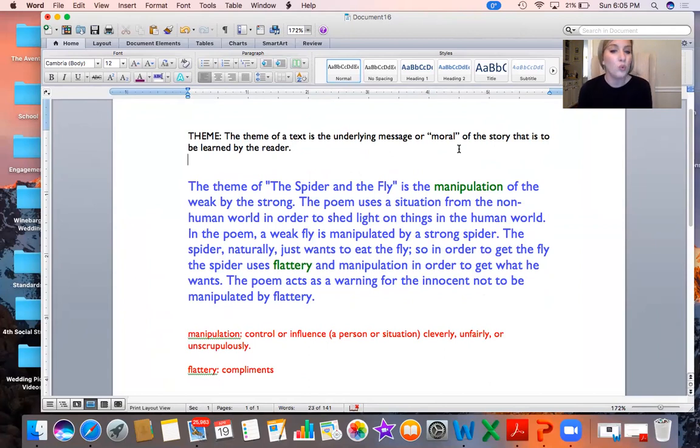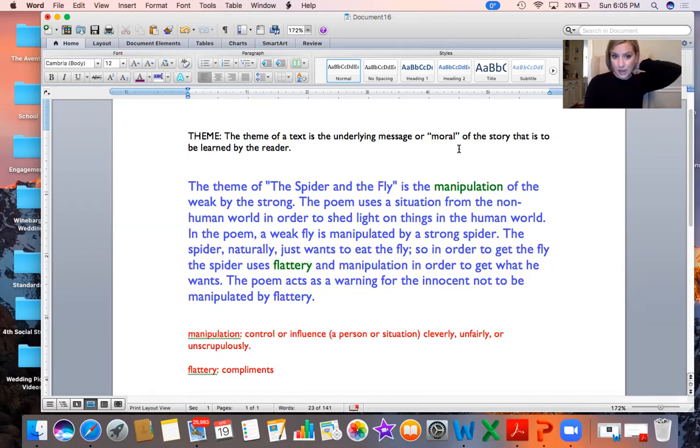In the poem, a weak fly is manipulated by a strong spider. The spider naturally just wants to eat the fly, so in order to get the fly, the spider uses flattery and manipulation in order to get what he wants. The poem acts as a warning or like a cautionary tale for the innocent not to be manipulated by flattery.